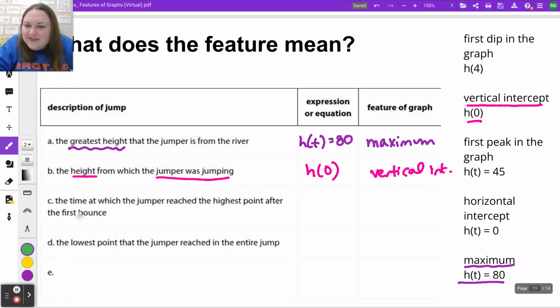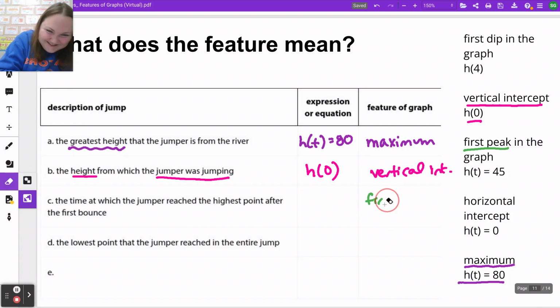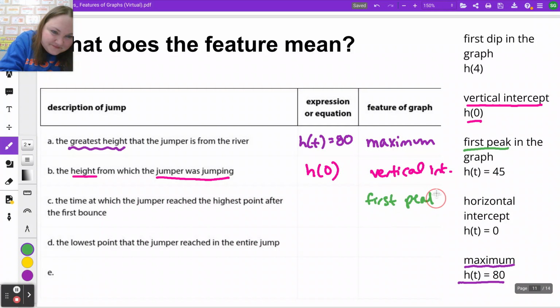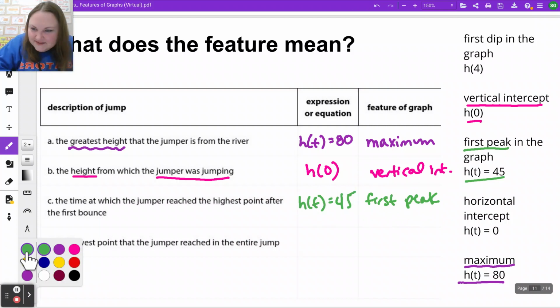The next one, we've got the time at which the jumper reached the highest point after the first bounce. So if I'm thinking about that jumper, they go down and then they bounce up a little bit and then they keep bouncing. That's that first peak we had talked about, which we said goes with h of t equals 45.